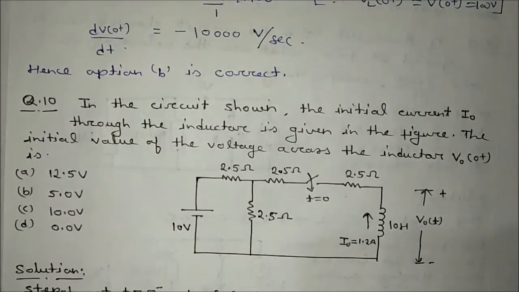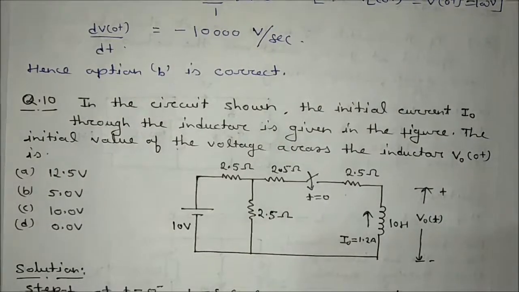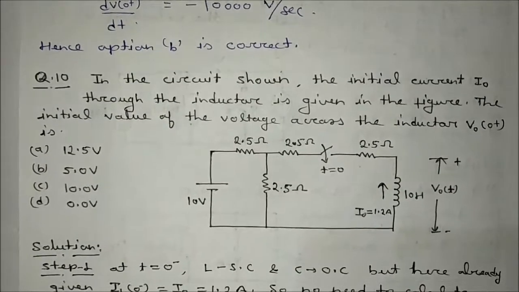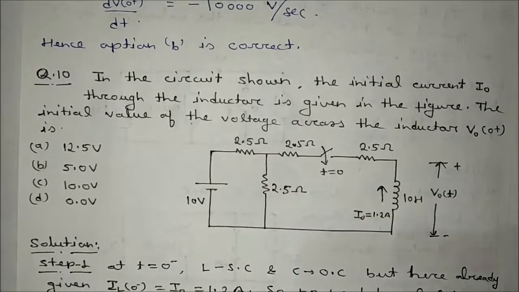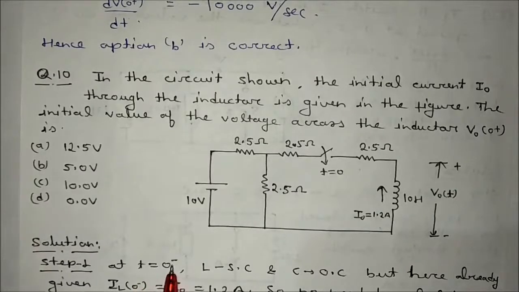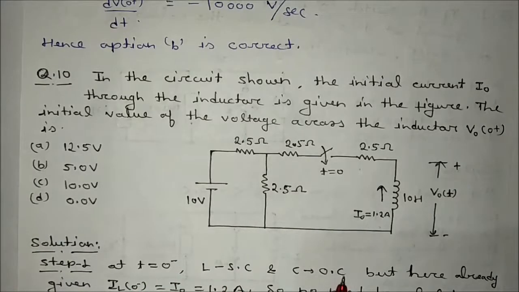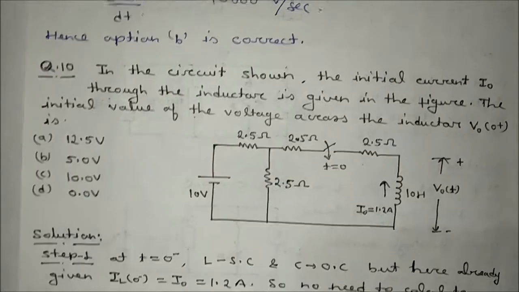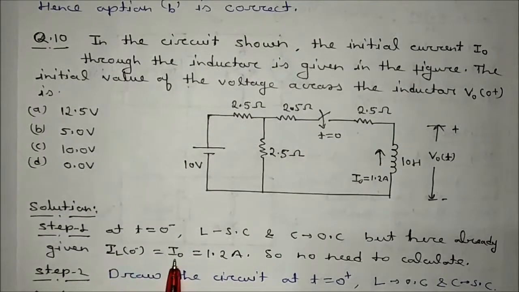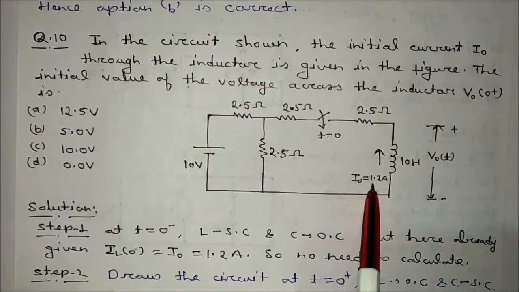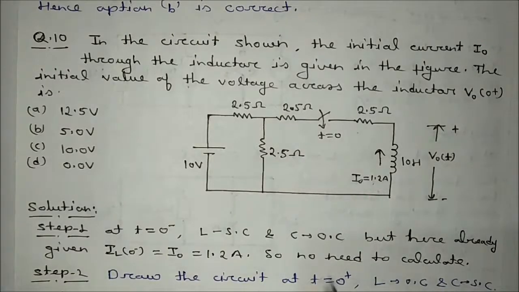What is the next? In the circuit shown, the initial current I0 through the inductor is given in the figure. The initial value of the voltage across the inductor VL0 plus will be, again the question is at t equal to 0 plus condition. So what will happen? First step is at t equal to 0 minus, L is shorted, C is open circuited, but here it is already given that the initial current of the inductor I0 is equal to 1.2 ampere. It is already given in the circuit, so no need to calculate the value.